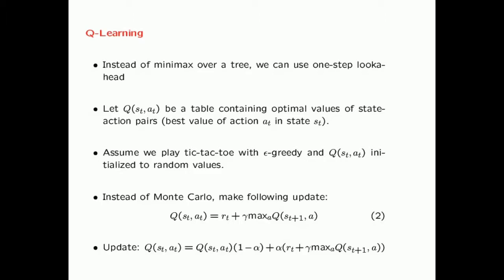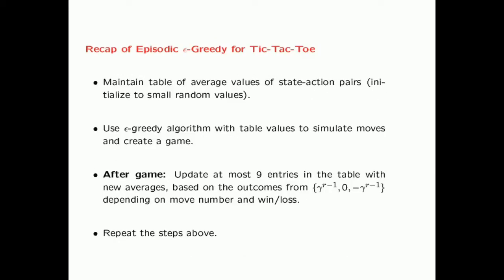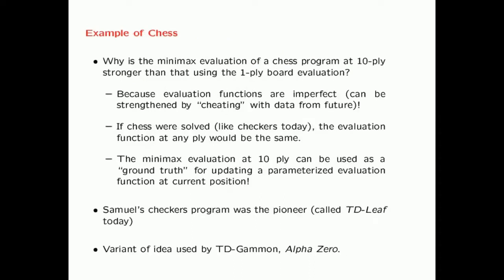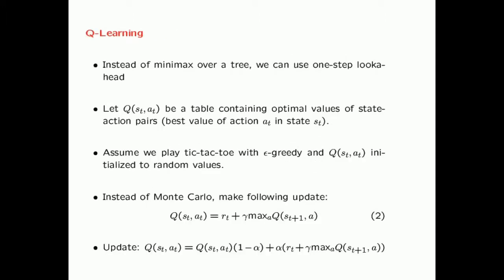So let's say that you maintain this table of the values of state action pairs, that's Q(s_t, a_t). Now this is the same table of the best values of actions for each state that you used for your Monte Carlo simulation. Remember we had this greedy algorithm for tic-tac-toe. And there you had maintained the best action for each state. You maintained those average values using Monte Carlo simulation. But let's say that now you have this table of state action pairs.